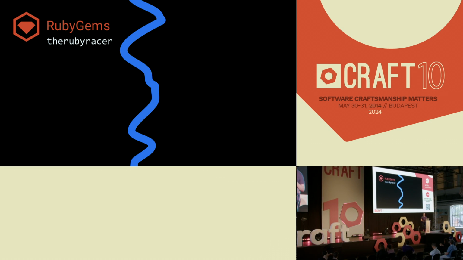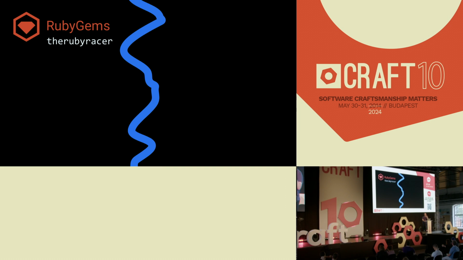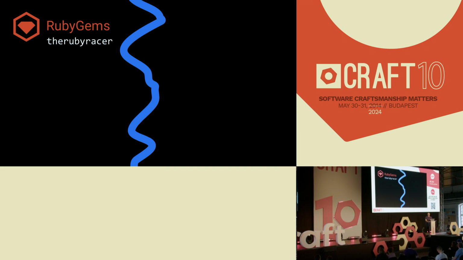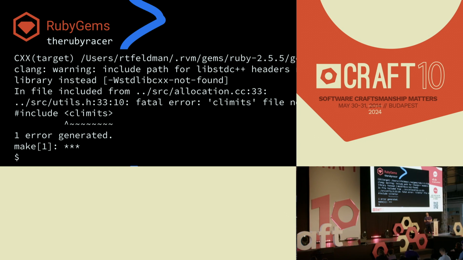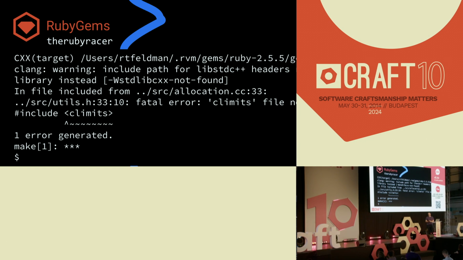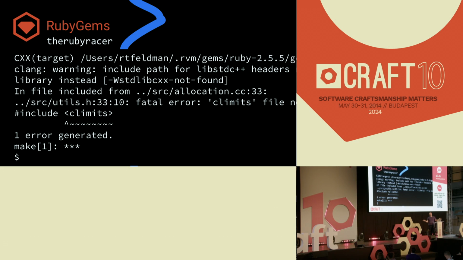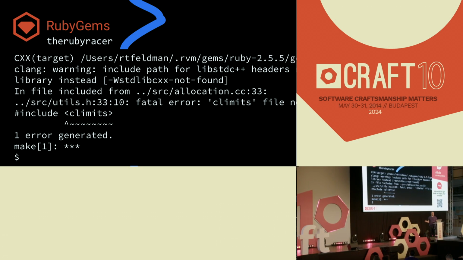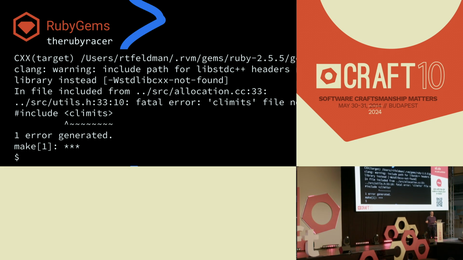So the experience that I got when I did this, and I actually went on Stack Overflow for this talk, and I found that somebody else had had the same experience, is I got a message like this when I was trying to install the Ruby Racer. This is some C++ gibberish. I remember seeing this and thinking, I have no idea what to do here. Why am I getting C++ errors? I'm just trying to install a Ruby package.